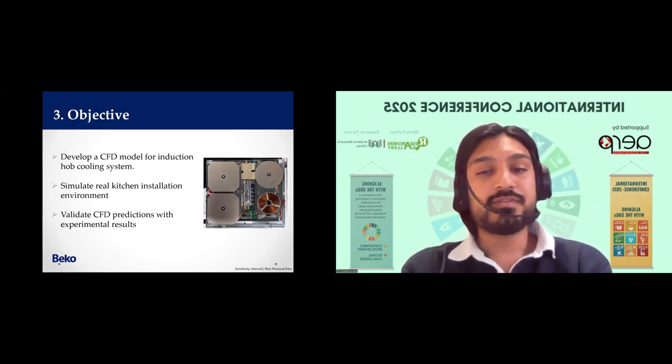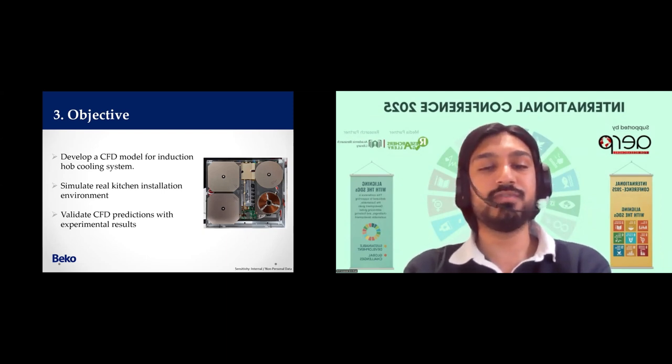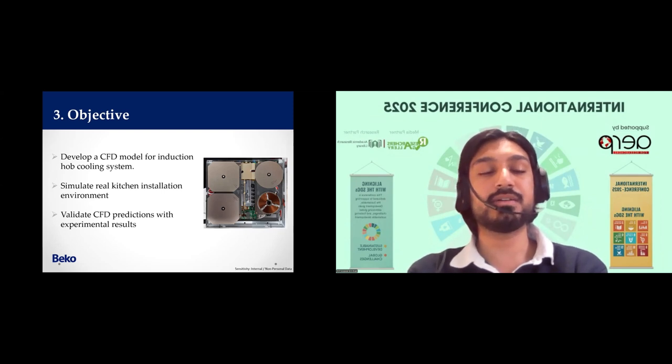The objective of this work was threefold. Firstly, we wanted to develop a CFD model for an induction hob's cooling system. Secondly, we wanted to simulate the installation environment by placing the hob inside a standard kitchen cabinet. Thirdly, we wanted to validate the CFD prediction with the experiment results. Ultimately, our goal was to determine whether CFD can be a reliable design tool for thermal management in home appliance systems.